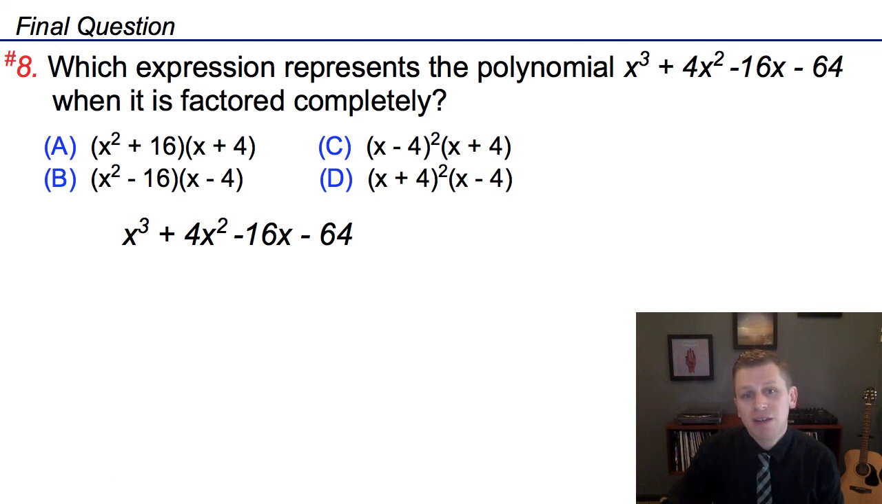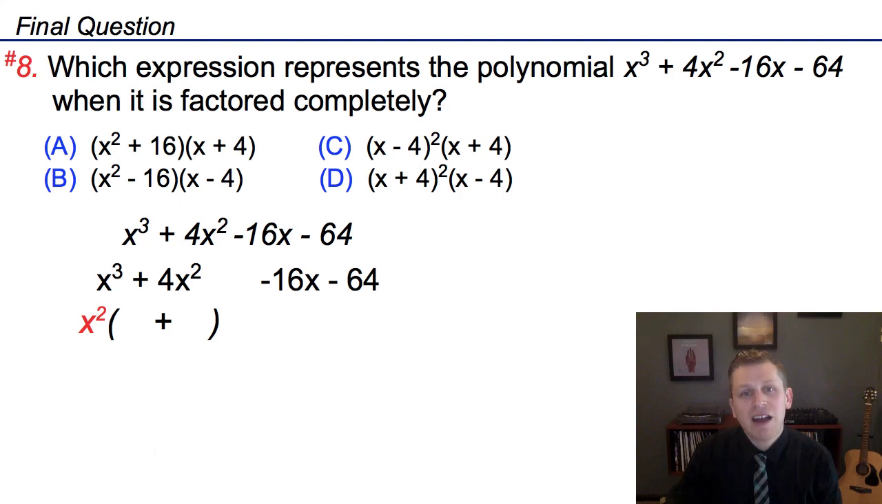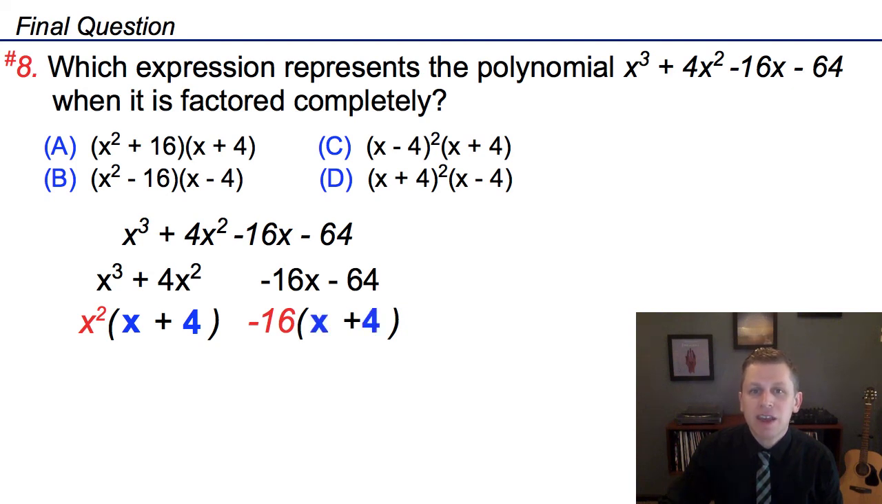Well, because it's factor by grouping, the first step is to split those four terms into two pairs. Now take the GCF of each pair. The GCF of the first pair is x squared, and when I divide, I'm left with x plus 4. The second term, remember, needs to have x plus 4 as a binomial. So the GCF here is going to be negative 16, which leaves me with x plus 4. Now group those binomials together by factoring out the x plus 4, and I get this.